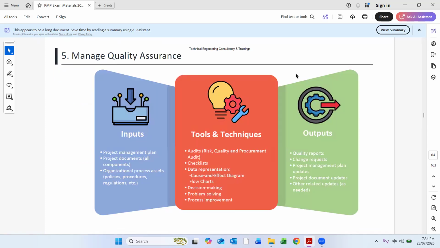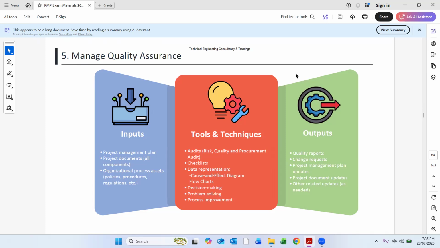Managing quality assurance: there are inputs, tools and techniques, and outputs. So what are the inputs in project quality assurance? We have project documents, organization processes, policies, procedures, regulations, the project management plan, specifications, BOQ, and the contract. So that is all inputs to the quality assurance.